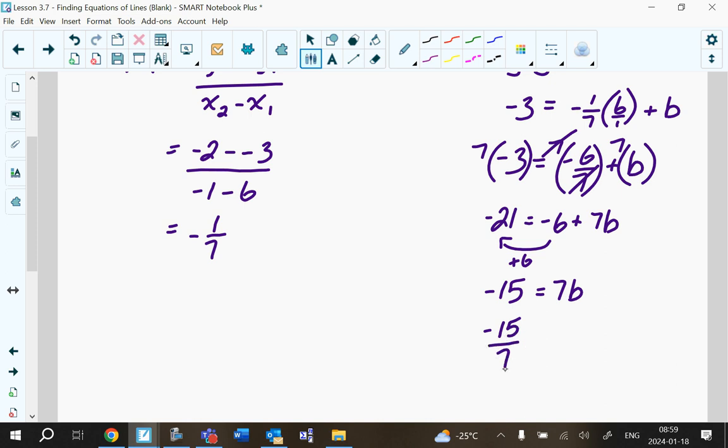So I finally got the two pieces of information I need to write the equation of this line. So y will equal the slope of -1 over 7 times x plus the y-intercept of -15 over 7. Okay.